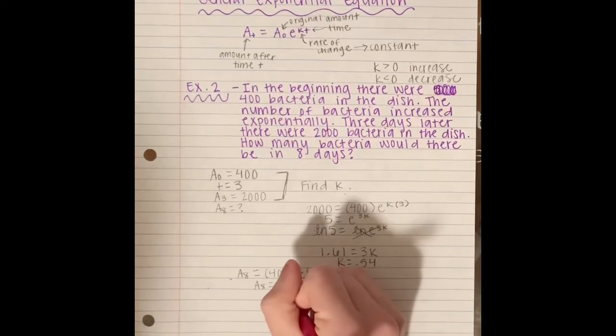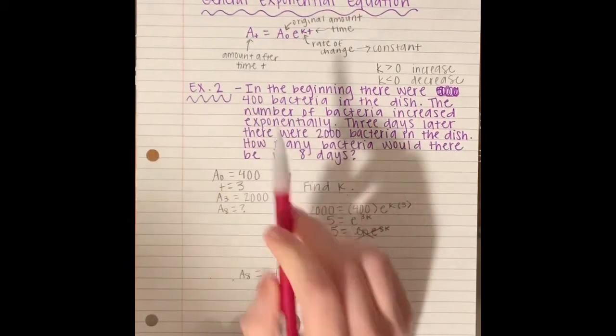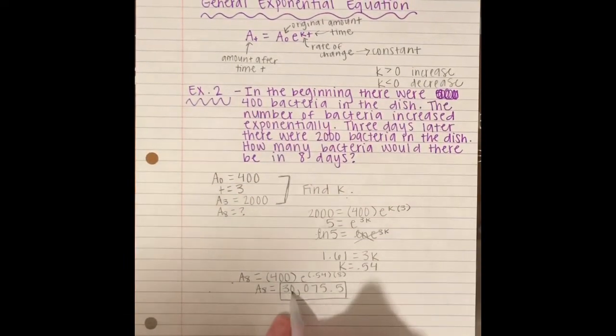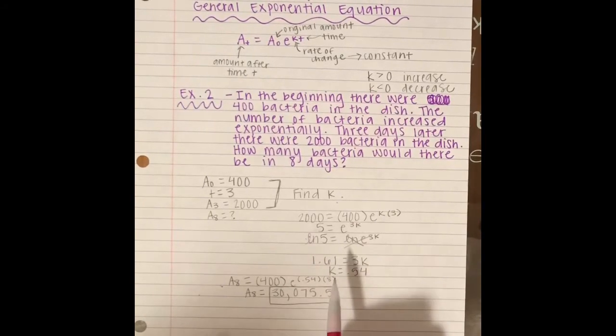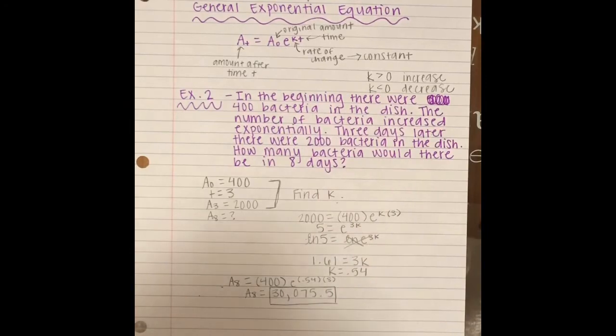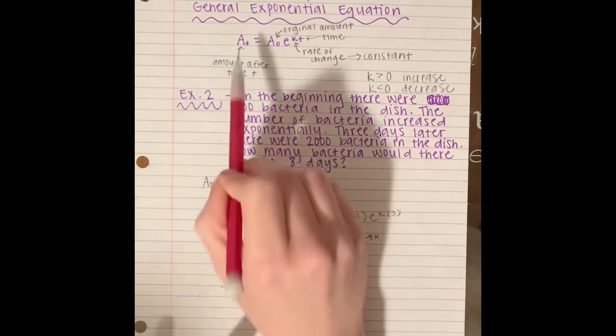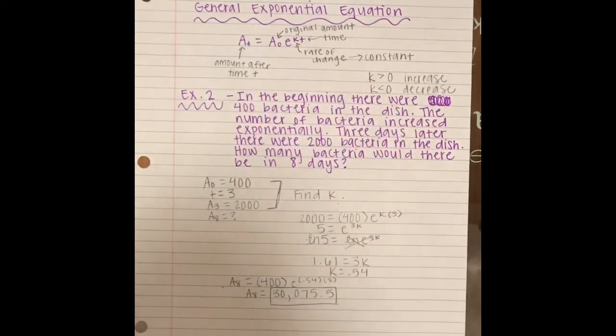bacteria. So think about that. That's what exponential increase is. It started with 400 and 8 days later there were 30,000 bacteria. So exponential equations are used a lot for things like bacteria, and we're going to see decrease in just a second. So if you keep this equation handy and you know what each part stands for, these problems are not super bad.